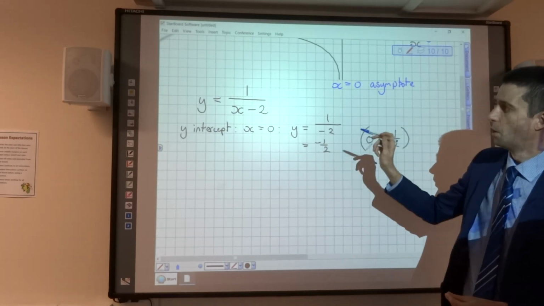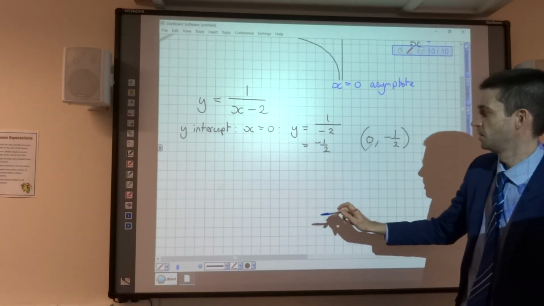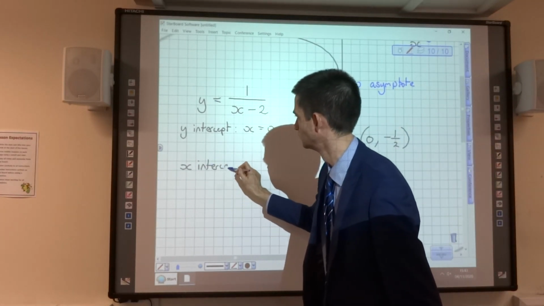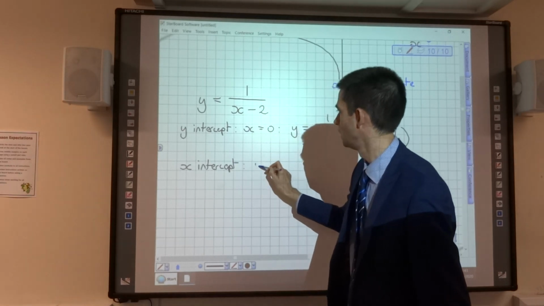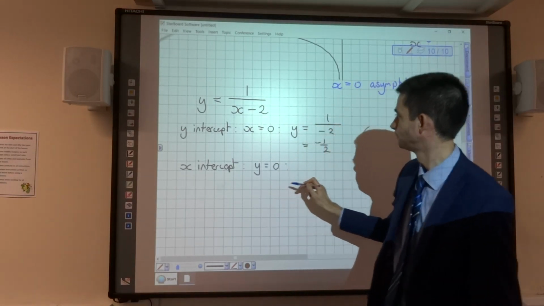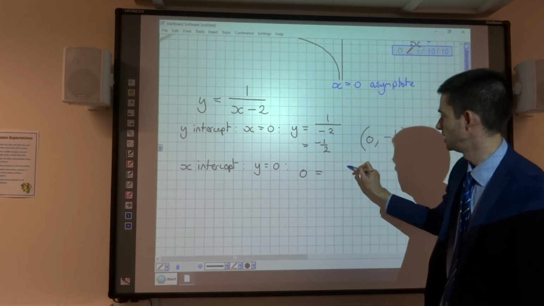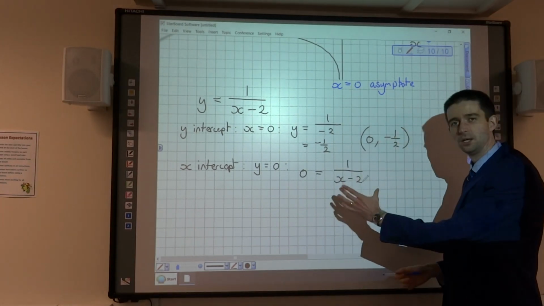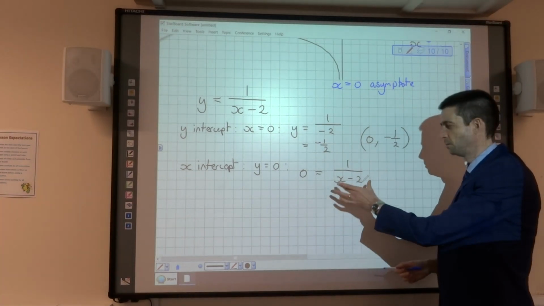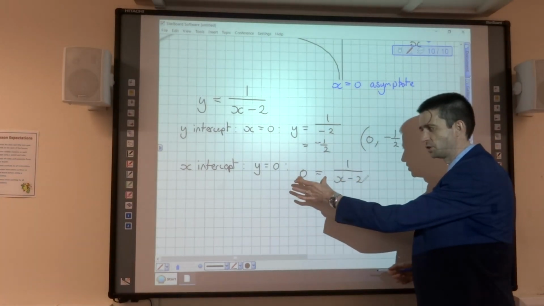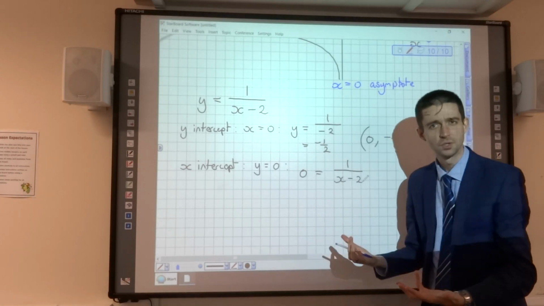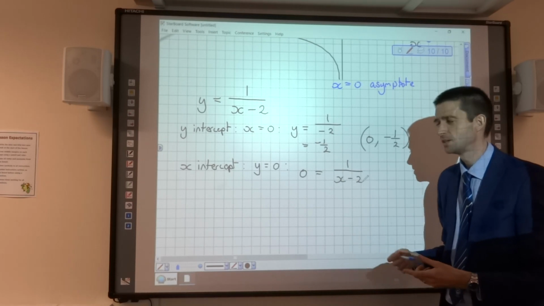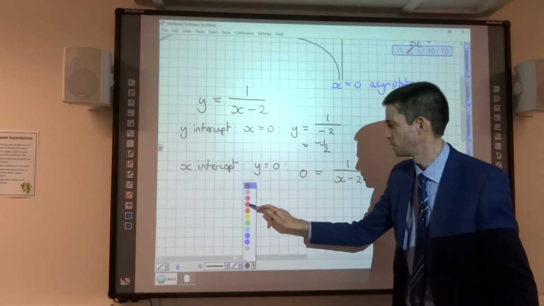Now, my x-intercept, making y equal 0. If I make y equal 0, I'm saying that 0 equals 1 over x minus 2. Well, this equation cannot be solved, because if I were to multiply up by the x minus 2, I'd have 0 equals 1, which is bonkers. So what that means is that the thing we're trying to find doesn't exist. So there is no x-intercept for this graph.